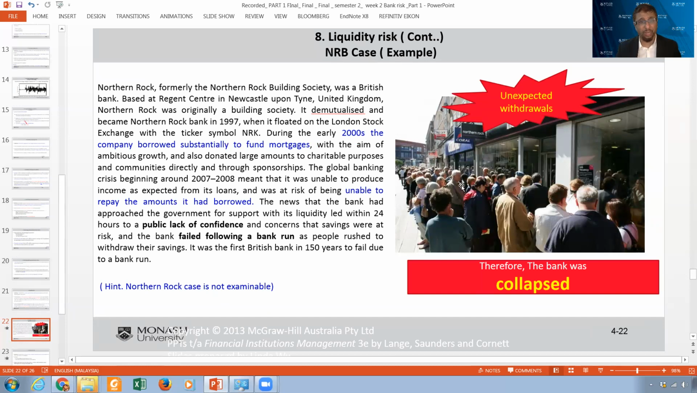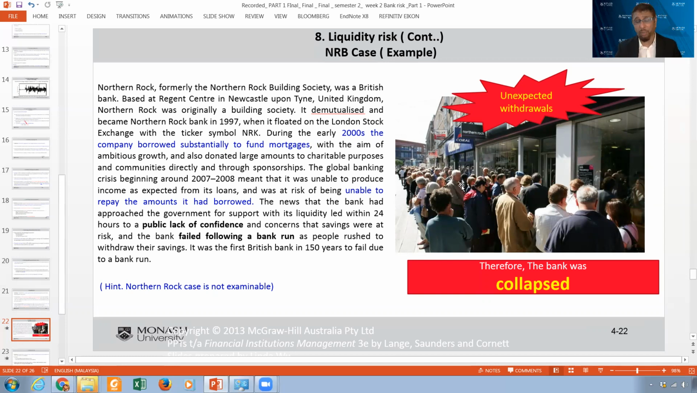This is what we call a bank run, because of reputation. The news spread like fire everywhere that Northern Rock was collapsing, and everybody came to the bank. And then, of course, the bank collapsed, and they couldn't pay all those people, even with the help of the Bank of England, which is a central bank. So this is actually a liquidity problem.